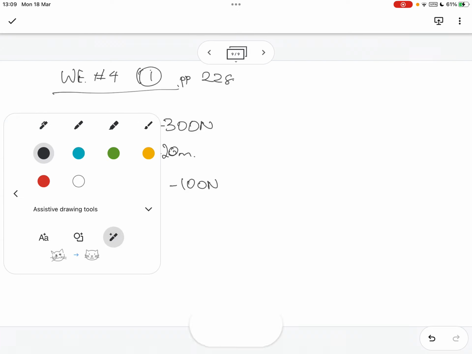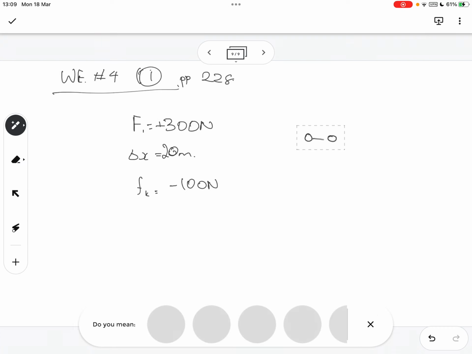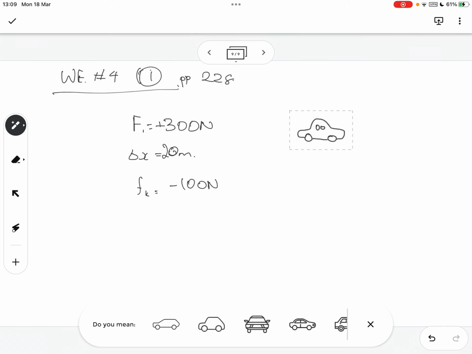So now let me just draw a car to remind us what our scenario looks like. We've got the base of the car, bonnet, body, boot, and windows.